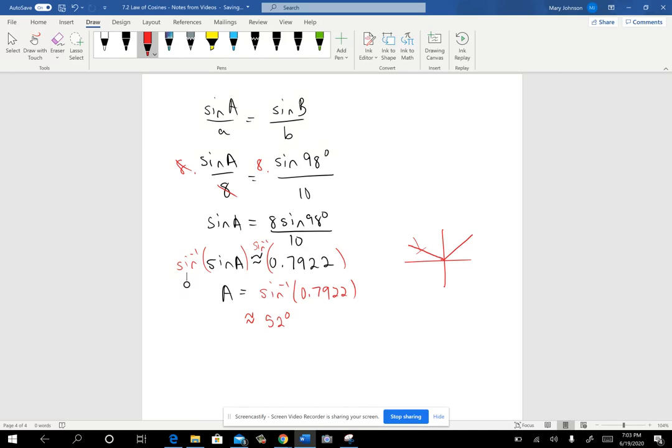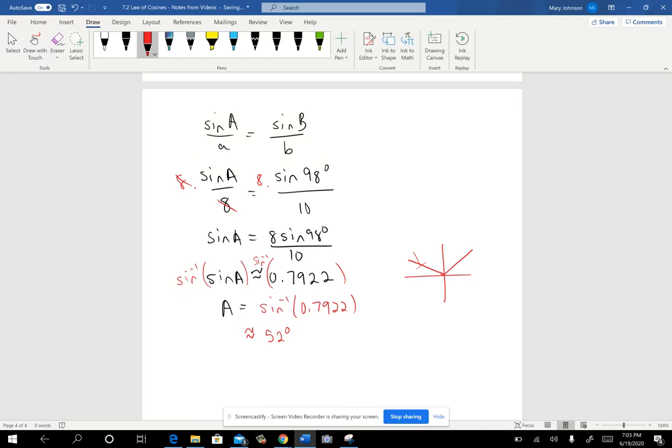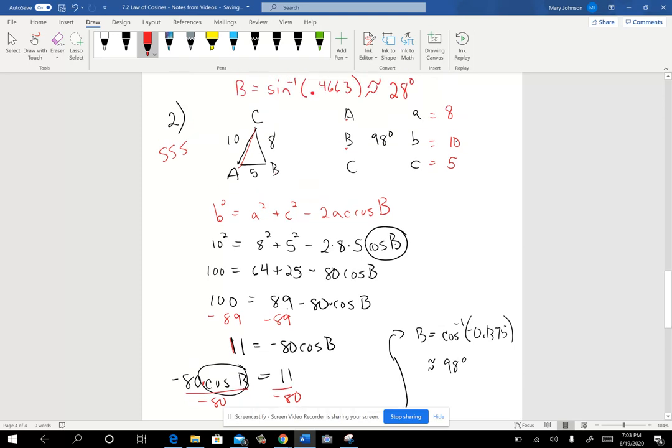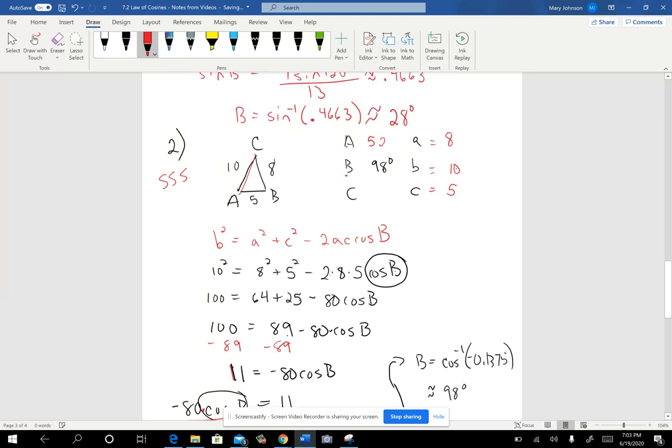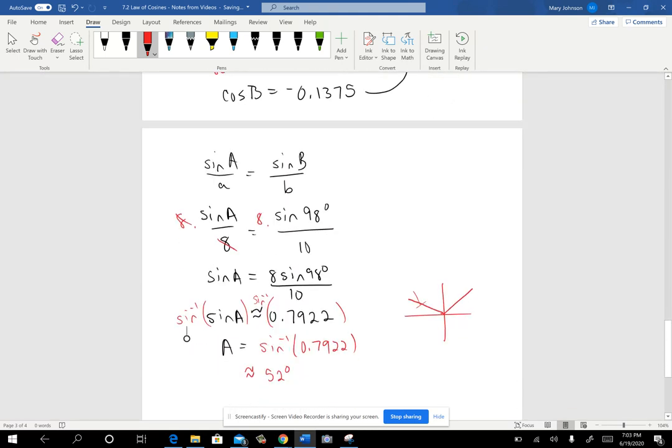Okay, so let me go back, see where we're at. So I'm going to put the 52 in, and then you see all we have left is one more angle, so let's not make it complicated. Let's just take 180 and take away the 98, and then take away the 52, or add those 2 first and then take away that from 180. Okay, so 180, take away the 98, knocks me down to 82, and so I'm going to have 30 degrees for angle C.